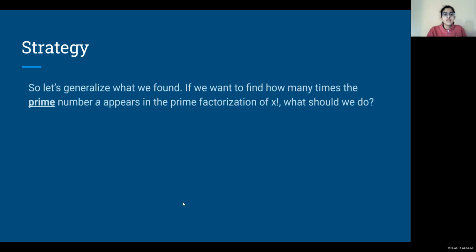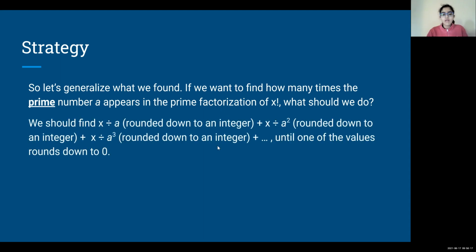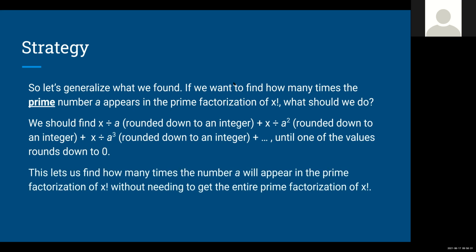So let's generalize what we found. If we want to find how many times a prime number a appears in the prime factorization of x factorial, we should find x divided by a rounded down to an integer, plus x divided by a squared rounded down to an integer, plus x divided by a cubed rounded down to an integer, all the way until one of the values rounds down to 0. We're not including numbers like 2a and 3a just because that would be overcounting.